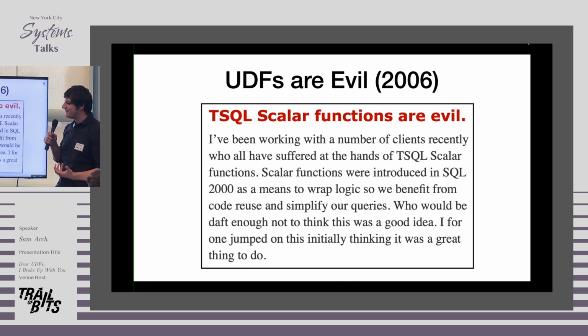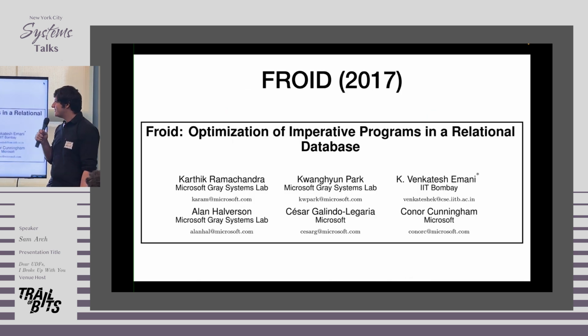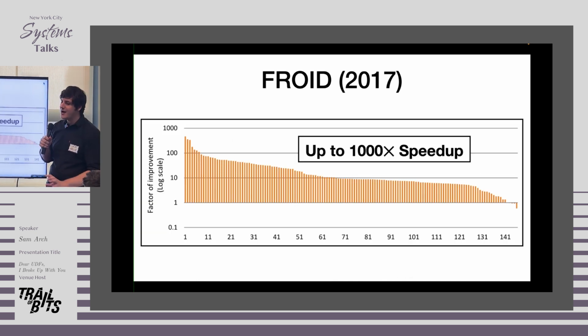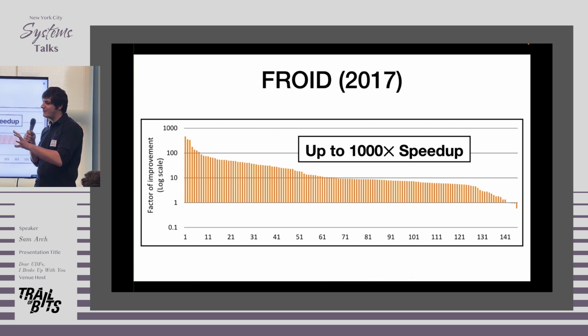Okay, UDFs are bad, we should never use them, until this paper came out, FROID. So this paper was released in 2017 by Microsoft. And FROID stands for Framework for Optimizing Imperative Programs in a Relational Database, basically making UDFs fast. So why is this paper such a big deal? Well, the reason it's such a big deal is because when you enable FROID, queries with UDFs can run up to 1,000 times faster than when you don't enable FROID. So that's a very big deal.